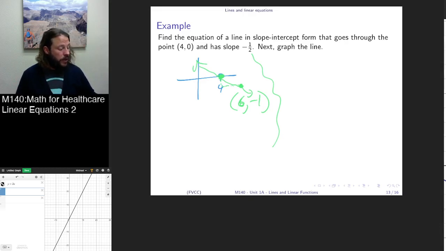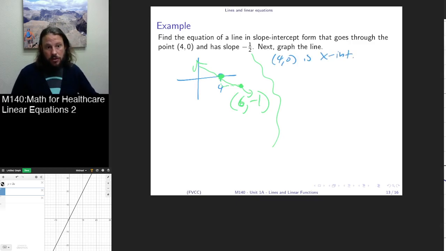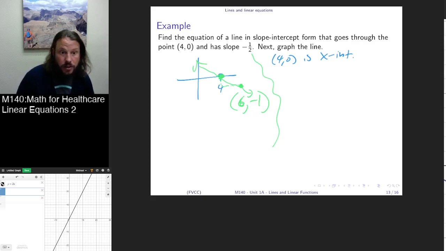They both have their advantages, but we need to be able to go back and forth. So here, we want to do, let's see. Notice that (4, 0) is the x-intercept, not the y-intercept. So it doesn't just plug right in. We have to be a little careful there. I'd say using the point-slope form is a nice way to do this.